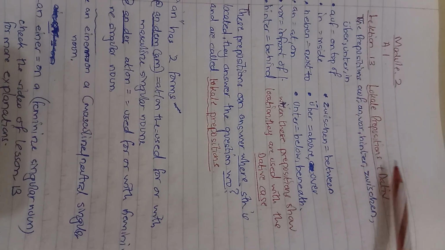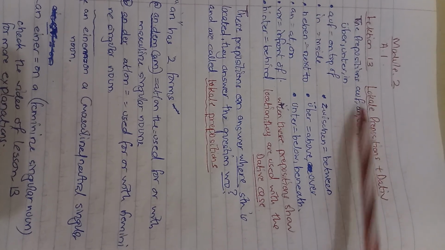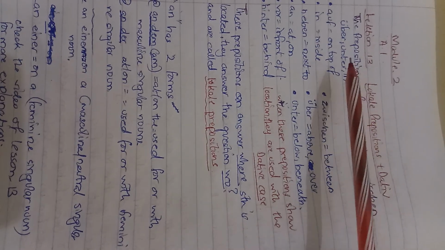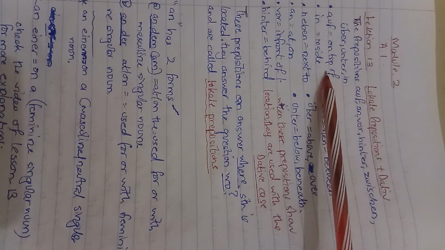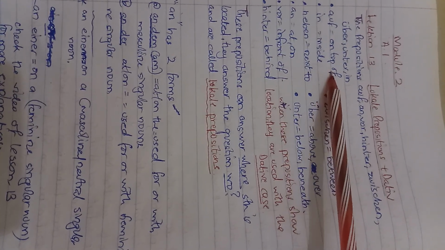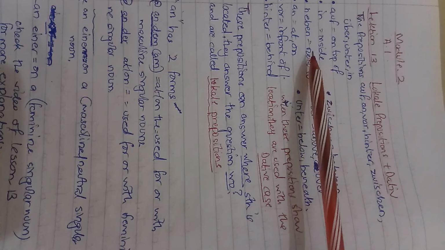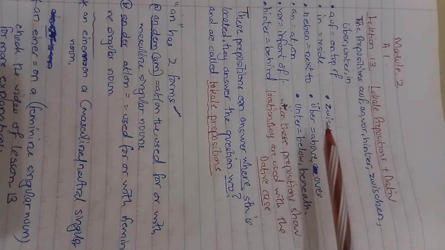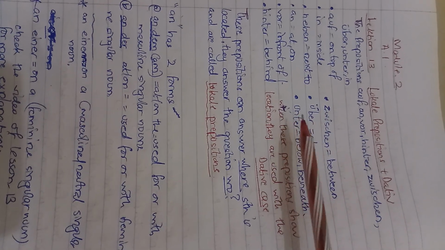Lesson 13 of module 2: local prepositions that are used with the dative. So we have auf, an, vor, hinter, zwischen, über, unter, and in. Their meanings are here, as you can see. Neben, an, starting from here, auf, in, neben, an, vor, hinter, zwischen, über, unter.